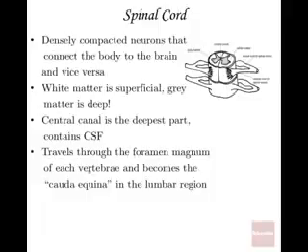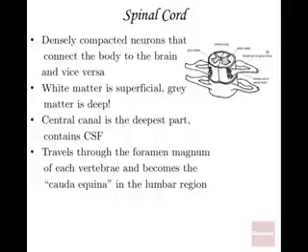The spinal cord, this particular part of the central nervous system, is how the brain is connected to the body, and how the body is connected to the brain. When we look at the white versus gray matter, it's actually flipped compared to the brain. Remember, in the brain, gray matter is superficial, white matter is deep. It's the opposite here.